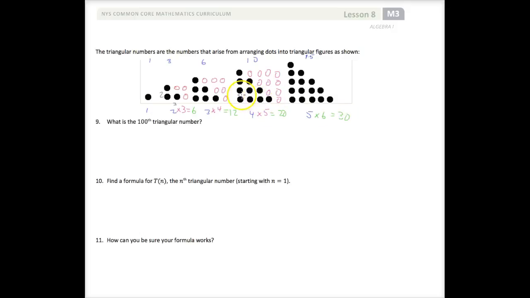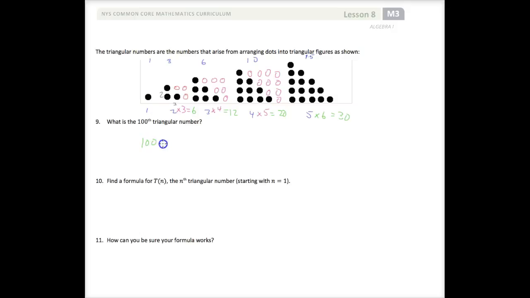So what's interesting is the whole thing. Now, can anybody see the relationship between the 10 and the 20, the 6 and the 12, the 3 and the 6, the 15 and the 30? What it looks like is we take the number of sides and multiply by the next number up.